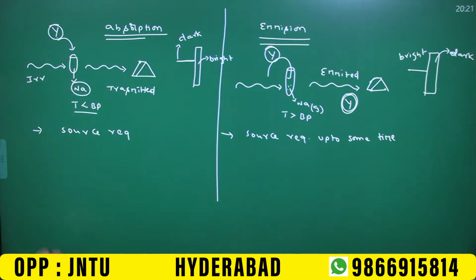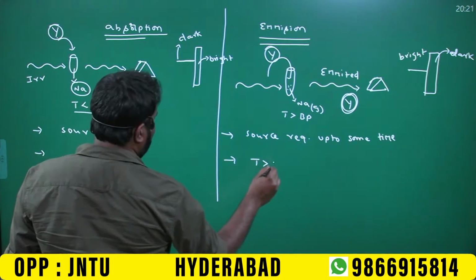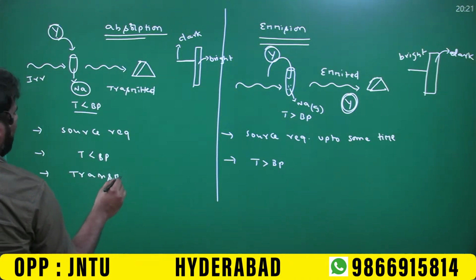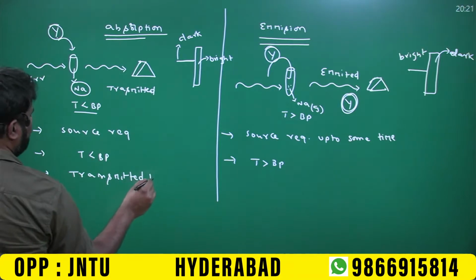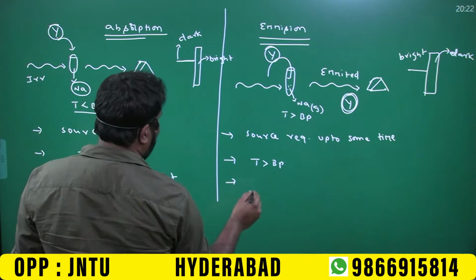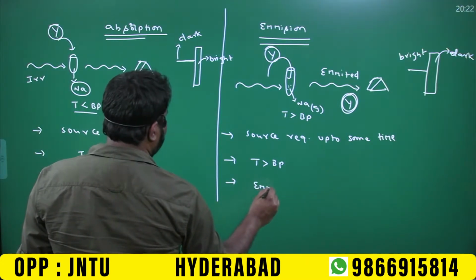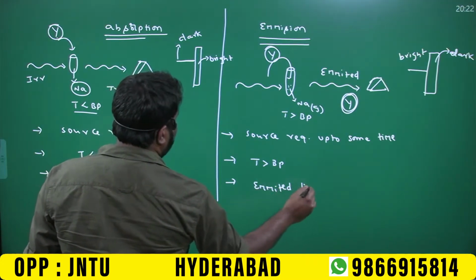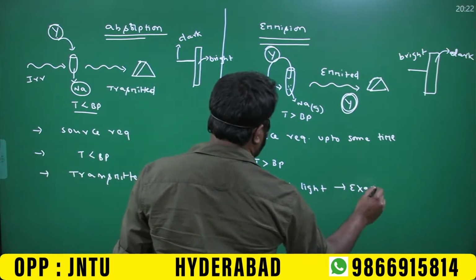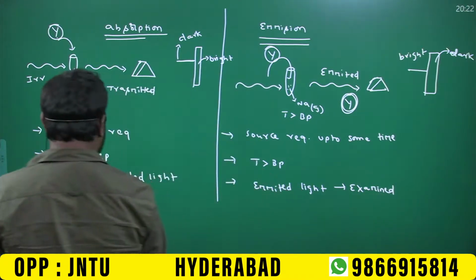Next one. What is that? Temperature less than boiling point. Here temperature greater than boiling point. Which light we are examining? ఏ లైట్ ఎగ్జామిన్ చేస్తున్నాం? Transmitted light. ఇక్కడేమో ఎగ్జామిన్ చేస్తున్నాం? Examined emitted light. Transmitted light examined.